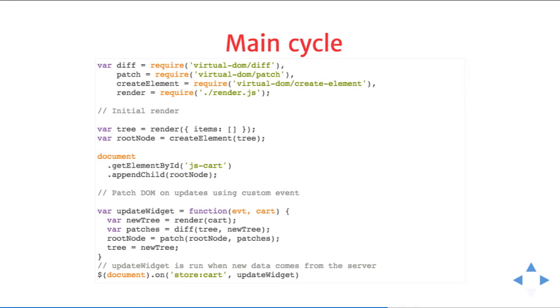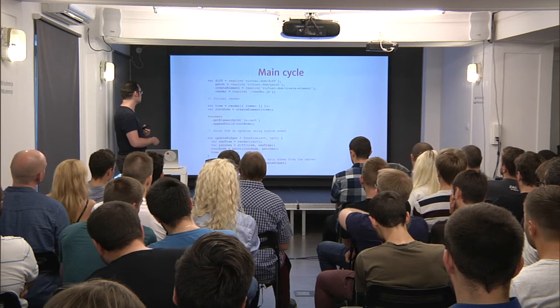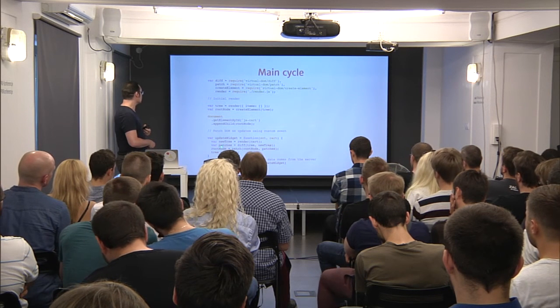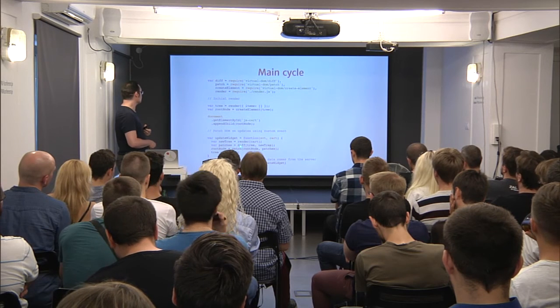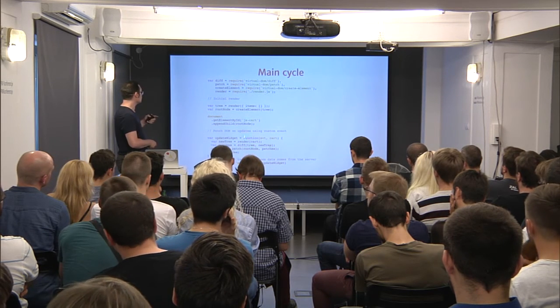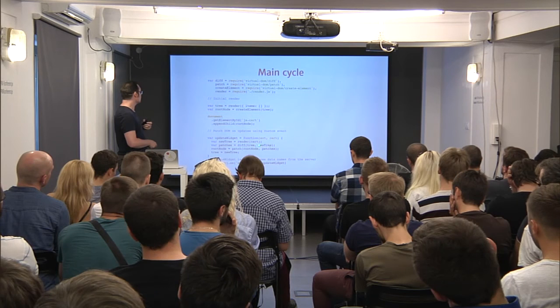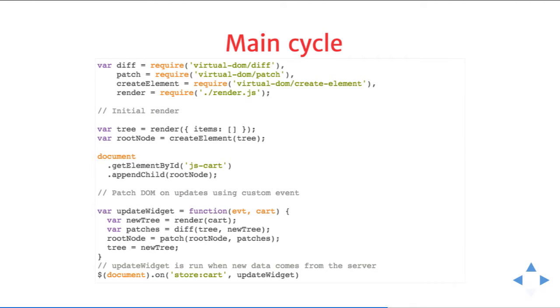And here inside this function, we declare a new tree, and we call render with the new data. This is where the state is changed. And then we calculate the patches. We diff the tree, the old tree here, from the new tree. And then we patch the main element.